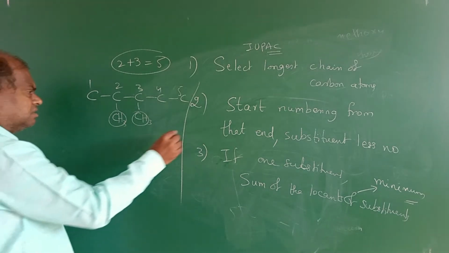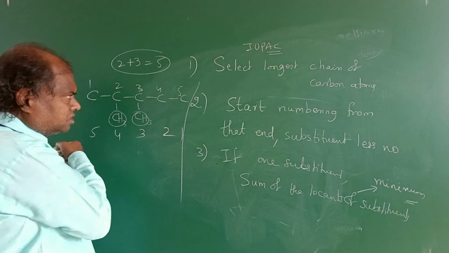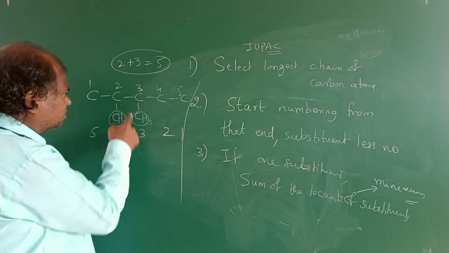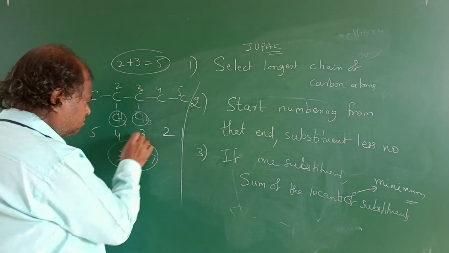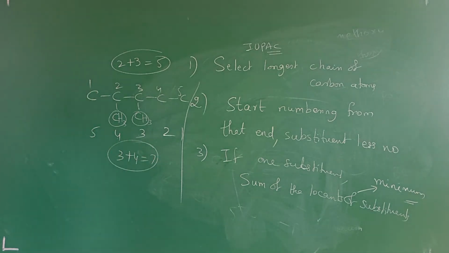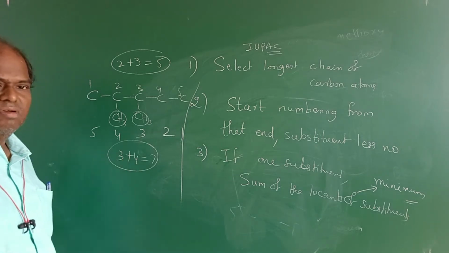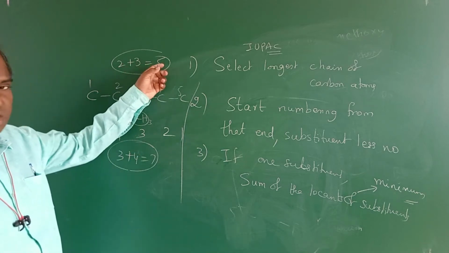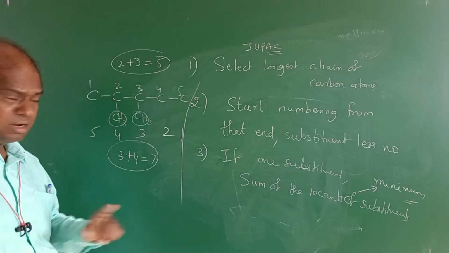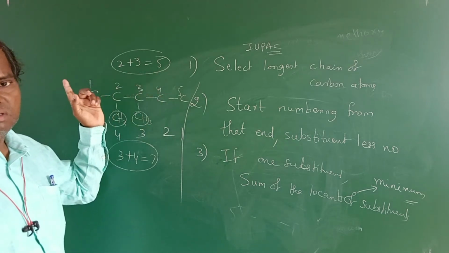If you start from this end, 1, 2, 3, if you start from this end, right? Then what is the sum of the numbers? Correct? You start from that end, 3 plus 4, 7 you will get. Okay? If we start from this end, 2 plus 3. Now tell me which is the lesser number. 5 is less. So therefore you will number from this end only.